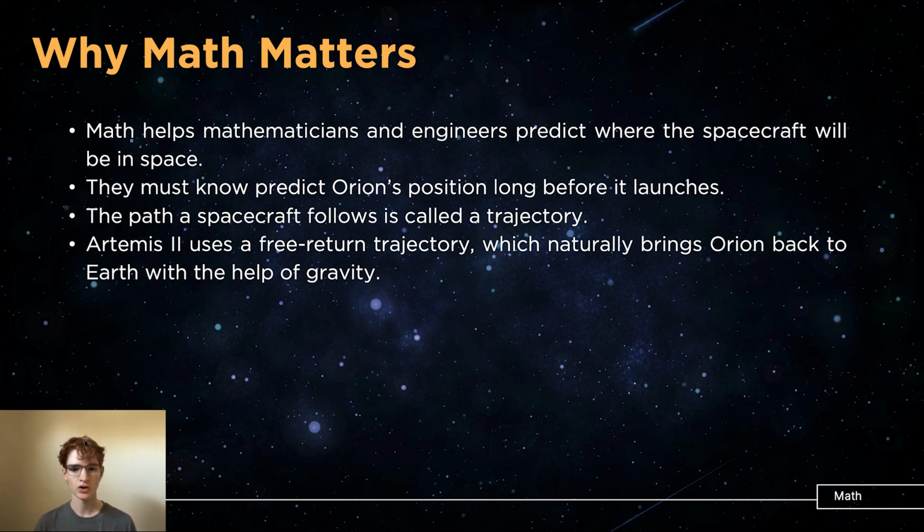For Artemis 2, Orion uses something called a free return trajectory. This means that the spacecraft is set on a path where gravity naturally helps bring it back to Earth. You can think of this like throwing a boomerang. If you throw it just the right way, it comes back to you even without needing extra effort. Artemis 2's trajectory is designed the same way, so even if the engines stop, gravity helps guide Orion home.